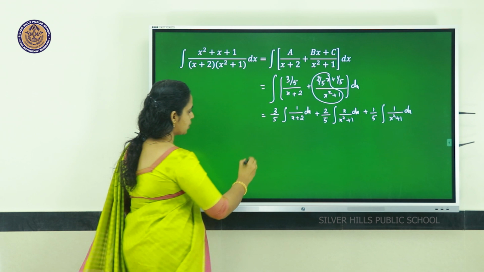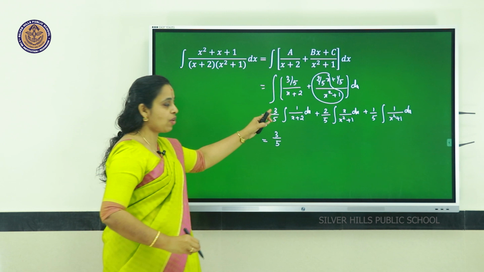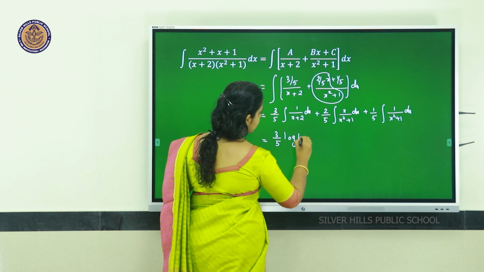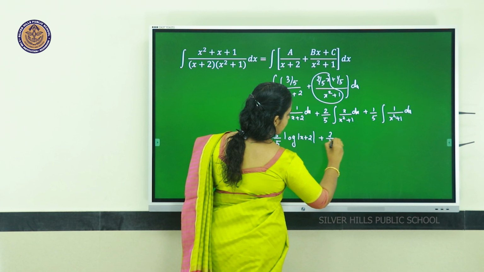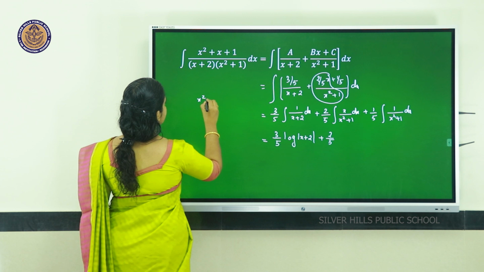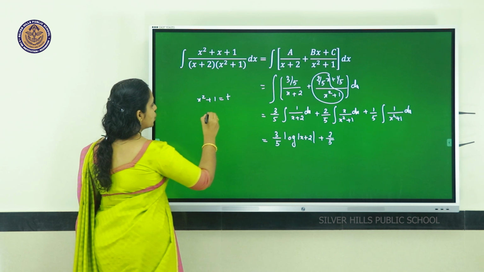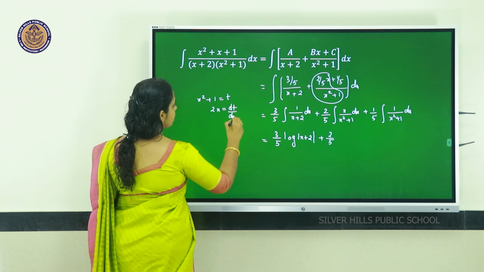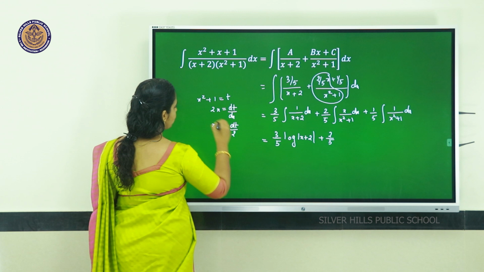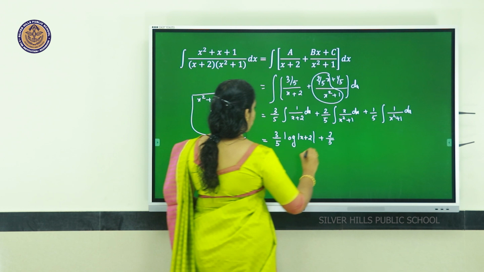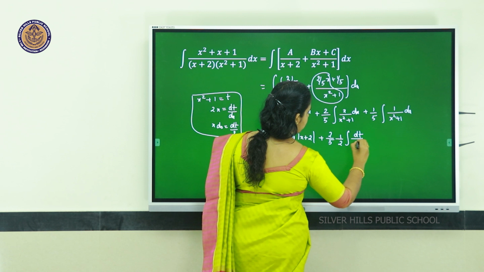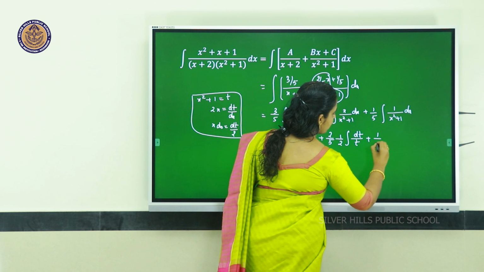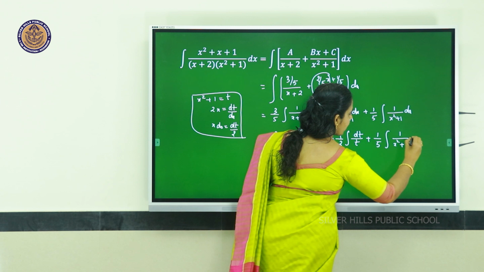Equal to 3 by 5 into integral 1 by x plus 2, which is logarithm of x plus 2, plus 2 by 5 into, let us give x square plus 1 equal to t. Differentiating with respect to x, 2x equal to dt by dx. x dx equal to dt divided by 2. This we are going to substitute here. 1 by 2 integral dt divided by t, plus 1 by 5 into integral 1 by x square plus 1 dx. Correct?